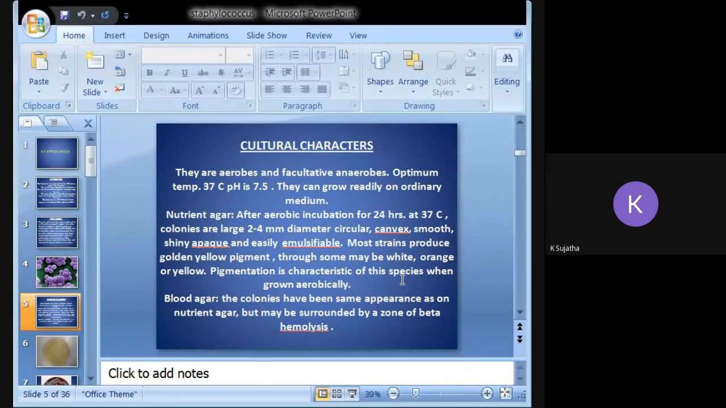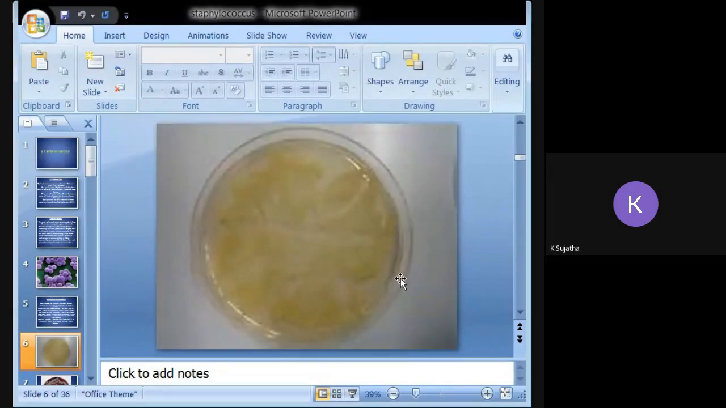Nutrient agar, this one, next to blood agar. Colony appearance is the same on both nutrient agar and blood agar. So what is the difference between nutrient agar and blood agar? Nutrient agar is a common medium, basal medium or ordinary medium. Blood agar is a special medium. Blood is added to nutrient agar. Next.